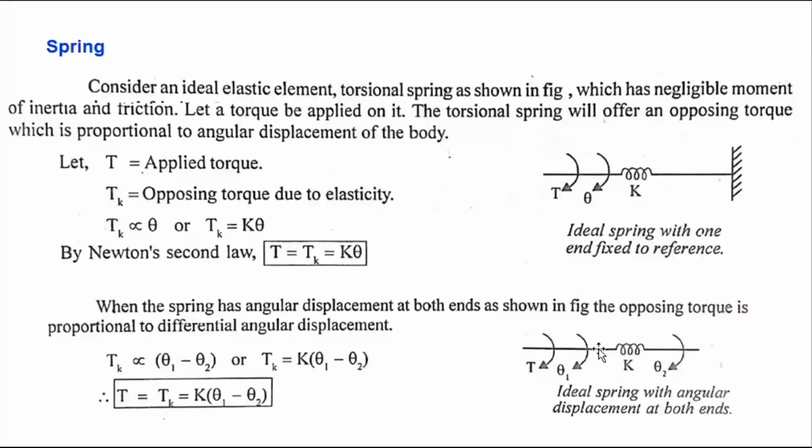Suppose both ends of the spring are free, meaning both angular displacements are taken as theta 1 and theta 2. In place of theta, substitute the difference between the angles, theta 1 minus theta 2. Therefore, the final formula is T is equal to Tk, that is equal to k into theta 1 minus theta 2. Here also, these three formulas are very important.